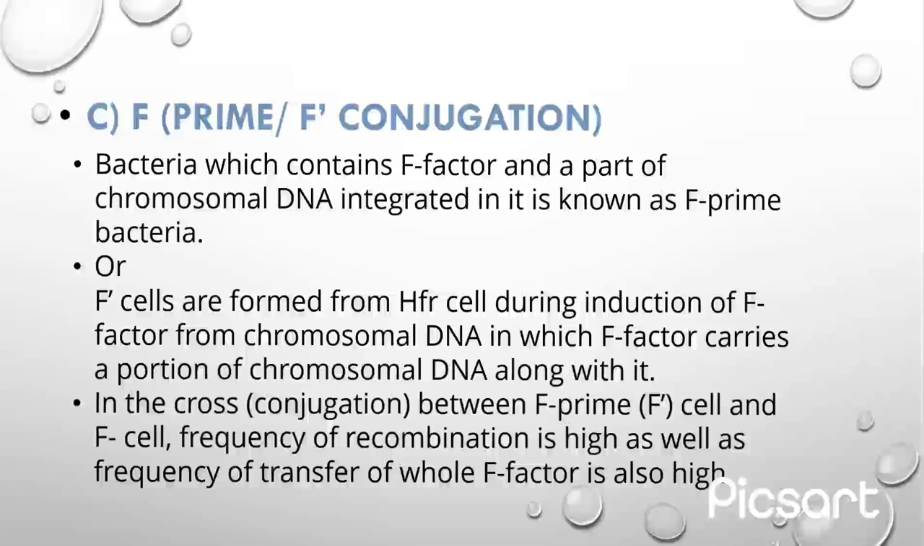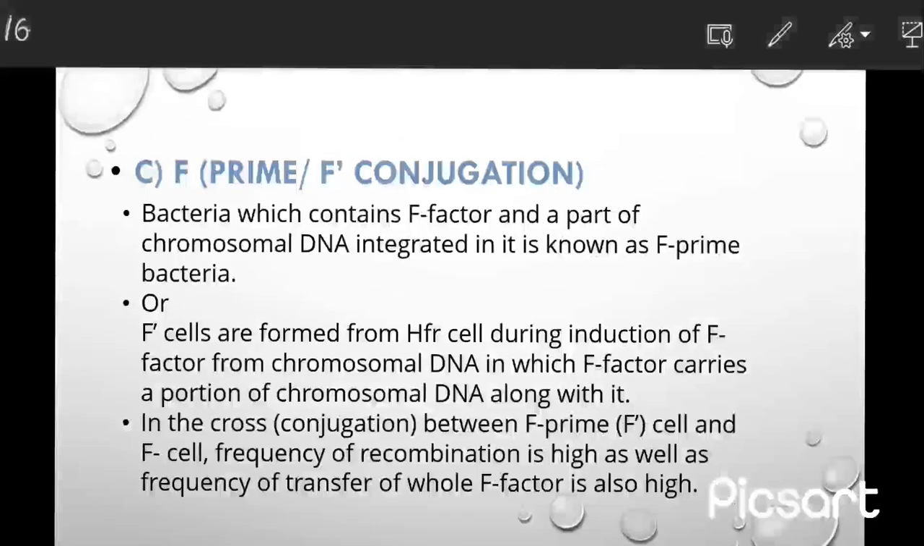Now third is the F prime conjugation. Now F prime cell is, what we know, HFR. Now F prime plasmids are similar to HFR but opposite, vice versa you can say, in which the F plasmid integrates chromosomal DNA inside it. In HFR what we saw, chromosomal DNA integrates some sort of F factor, but in F prime, the F plasmid integrates some sort of chromosomal DNA inside it. Thus F prime cells get formed.